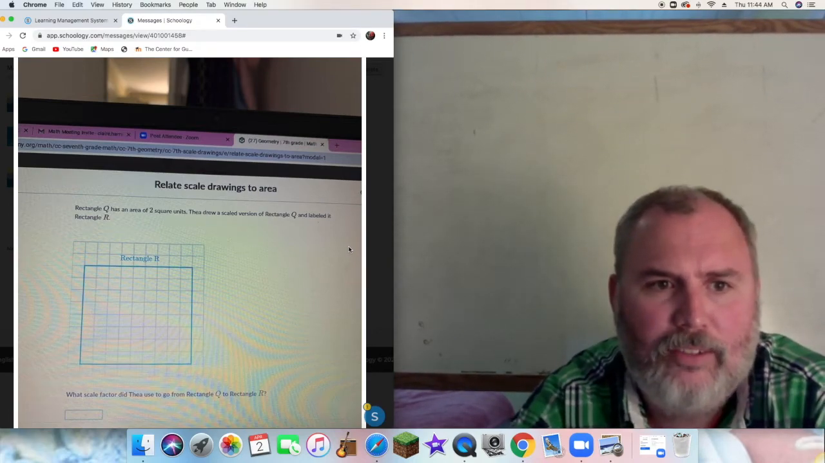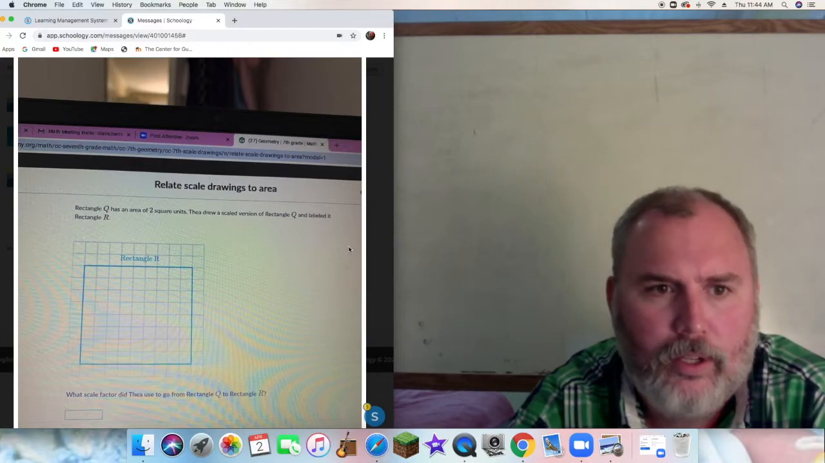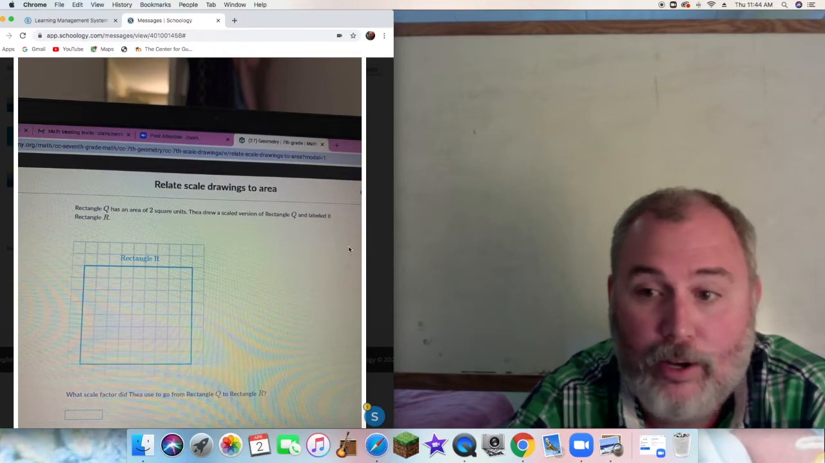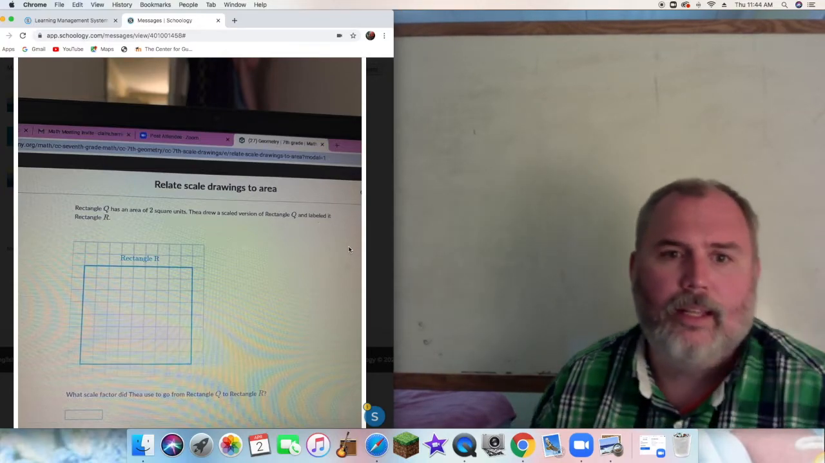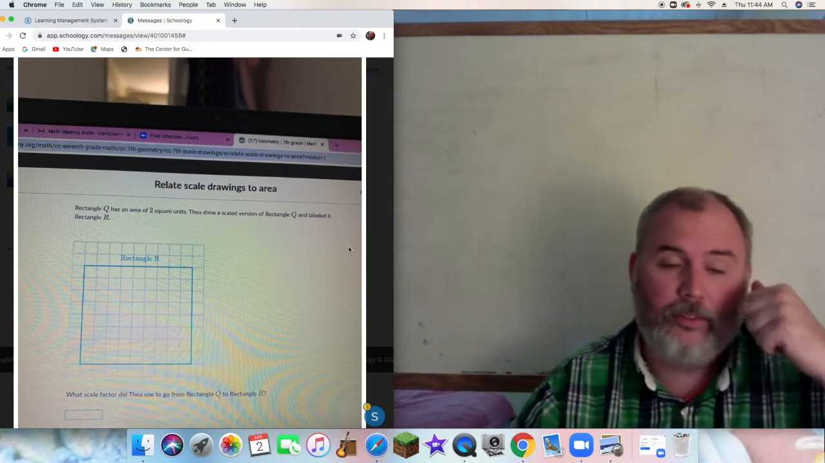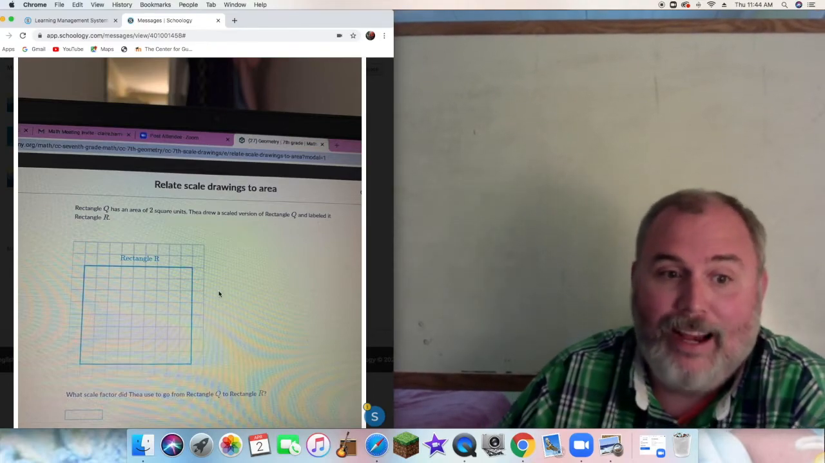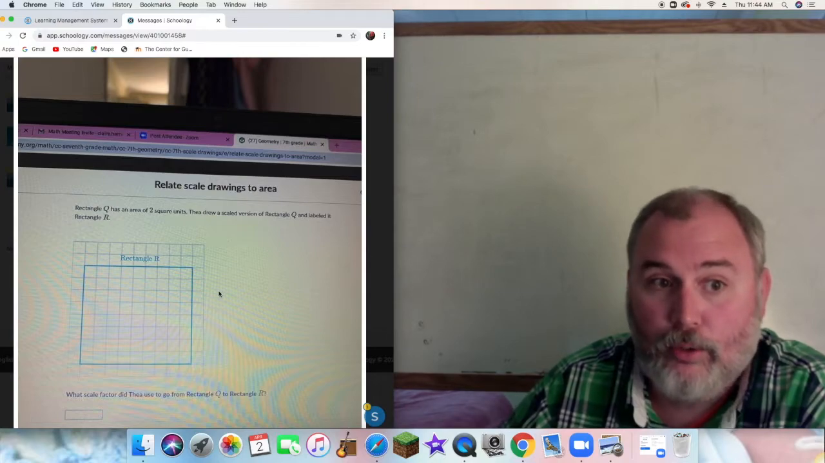Rectangle Q has an area of 2 square units. Thea drew a scaled version of Q and labeled it R. Okay, cool, I see what to do. It says, what scale factor did Thea use to go from Q to R?